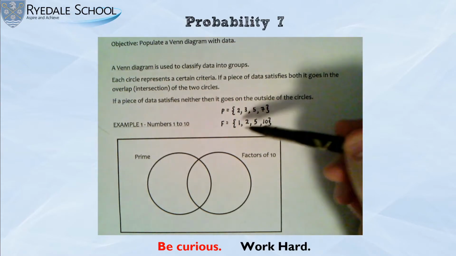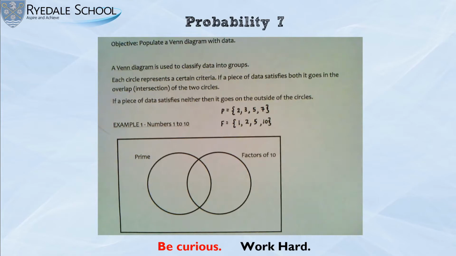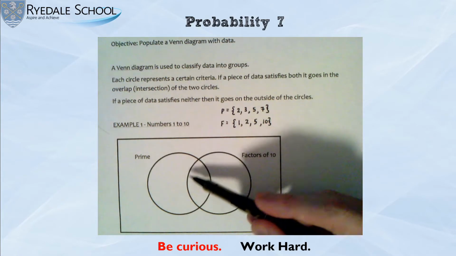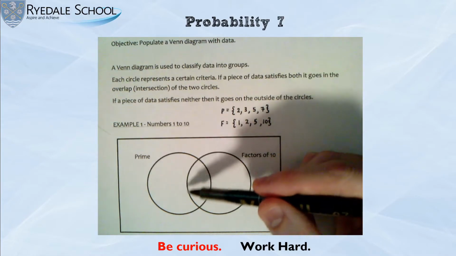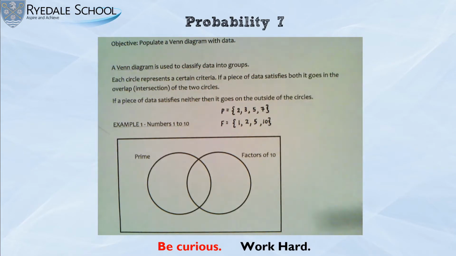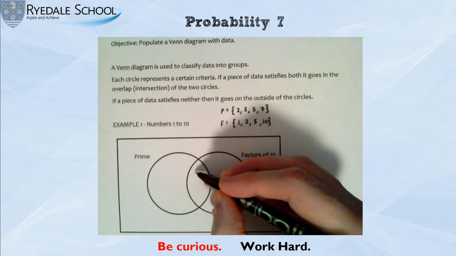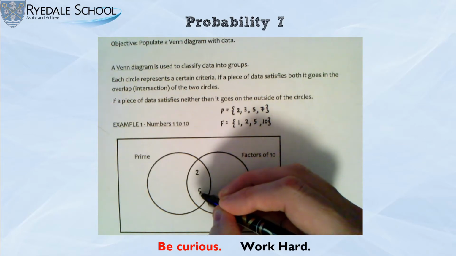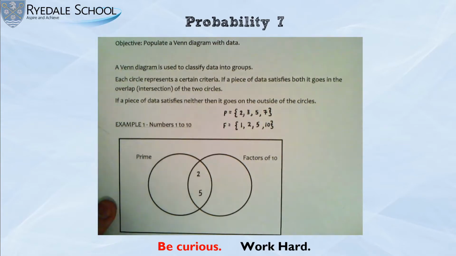Now, the reason why I've done this little list here is it's going to help me very quickly fill in the intersection, because the intersection is those numbers between 1 and 10 that are both prime and a factor. And we can see we have 2 of those. It is 2 and 5. So those ones can go in the intersection.